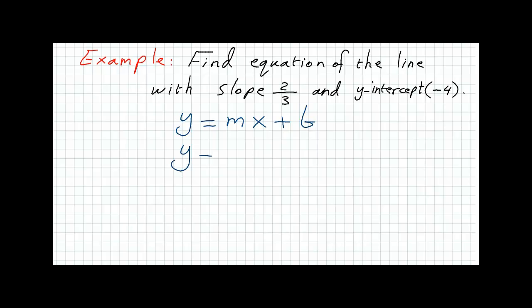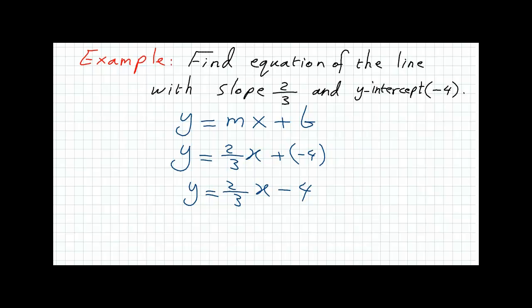So y equals m, which is 2/3 x, plus b, which is -4. So you can write it as y equals 2/3 x minus 4. And this is the equation of the line.